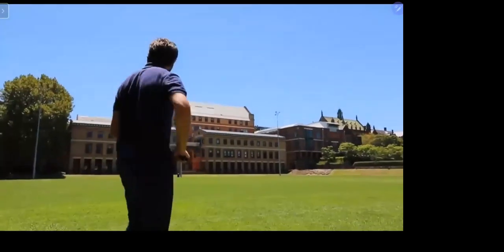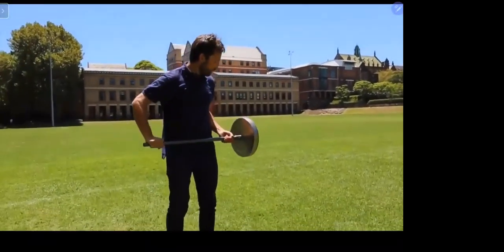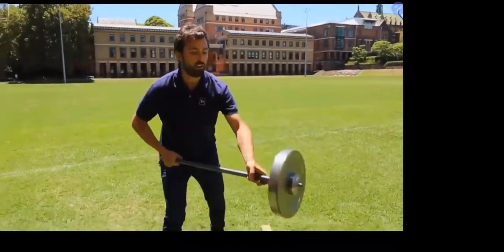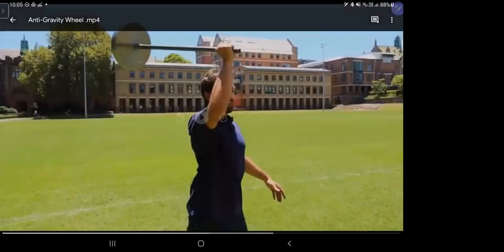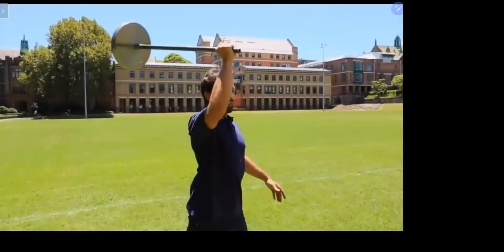Ready? Here we go. 3, 2, 1. Beautiful. Let's go again. In 3, 2, 1. Can you see what he's doing? Initially, he was struggling to lift by catching the heavier end. Now he's catching the other end.